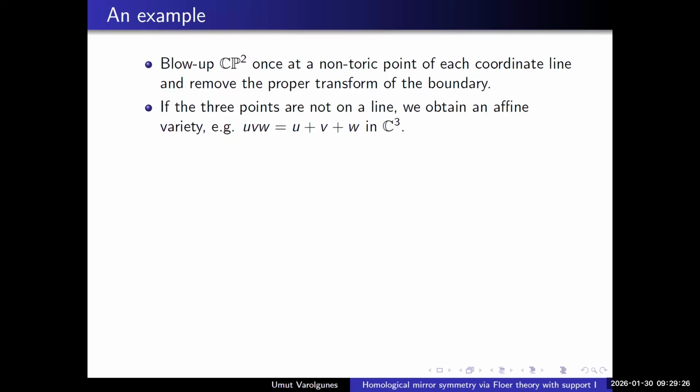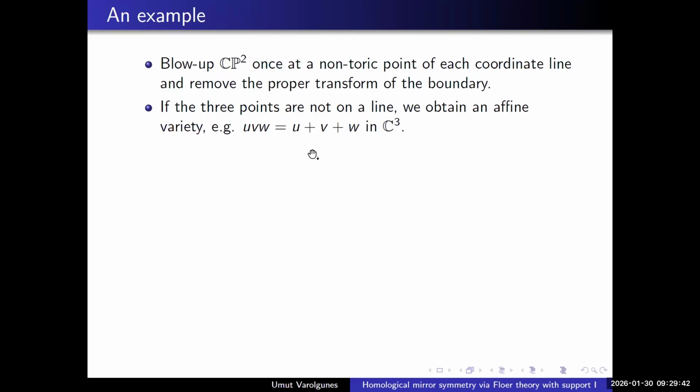And if the 3 points that I'm blowing up on CP2 are not on a P1, not on a line, then the result of removing the proper transform of the boundary is an affine variety. You can write an equation. Of course, there's some moduli, but this is one affine variety that you can obtain in this way.